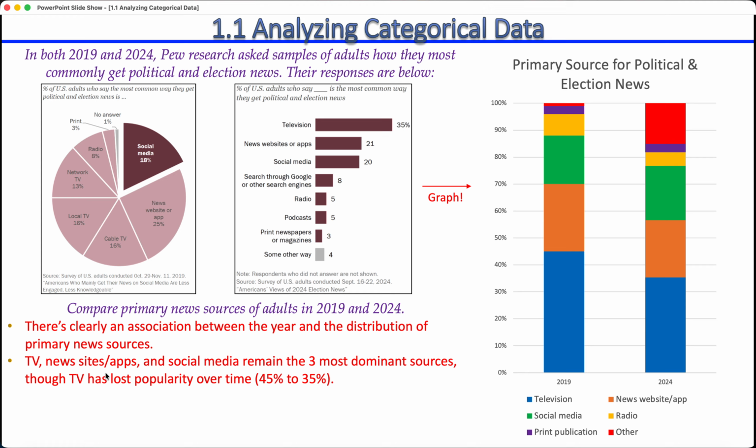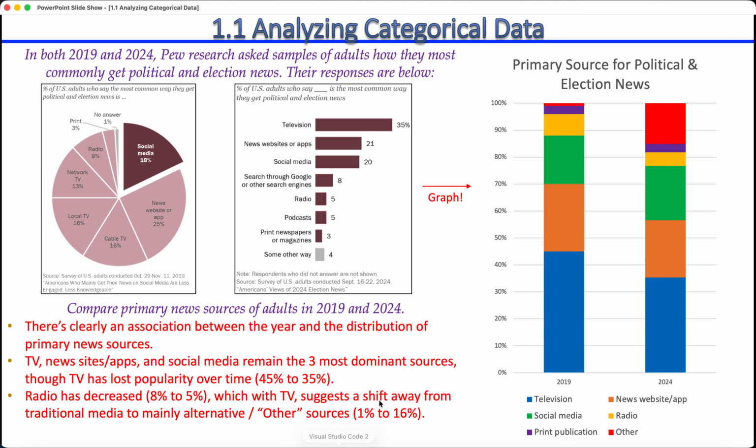Something else I can note is that TV and news sites and apps and social media are still the top 3, right? Green, orange, blue, green, orange, blue. Though TV is the thing that has lost the most popularity over time. Something else is that radio also decreased. Radio and TV are considered kind of the traditional media, like the things that our parents watched. And that probably corresponds with the rise in other news sources.